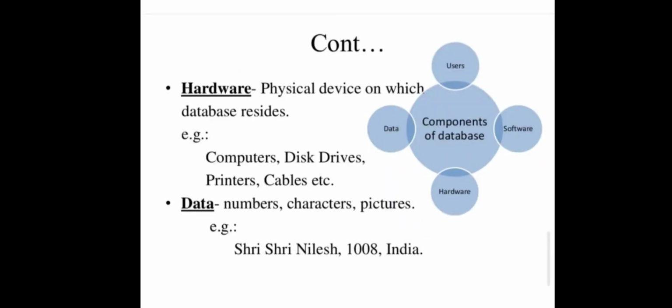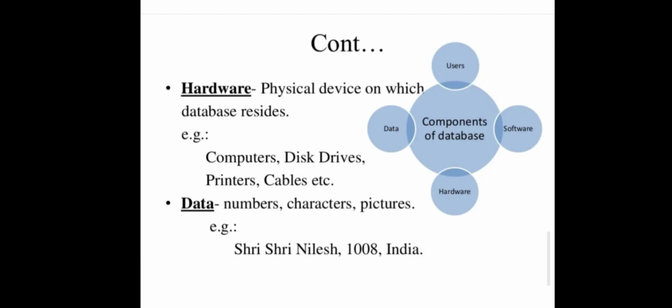Third one is hardware. Physical devices on which the database resides. For example, computers, disk drives, cables, printers, etc. All are hardware. Last one is data. Number, character, picture, all are data. Numbers 1 to 9, characters A to Z, pictures, any images, all are data. For example, Shri, Nilesh, 1008, India. This is the information, this is the data. Is it clear?